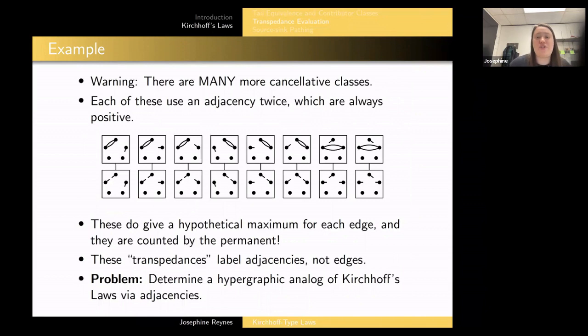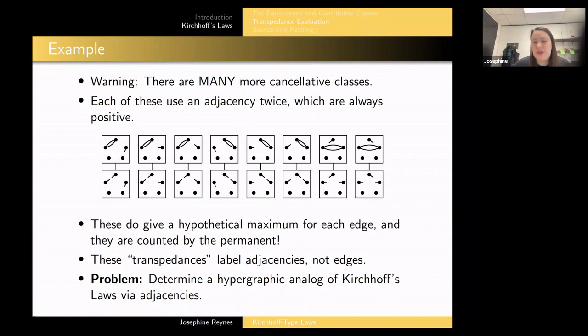So one thing to note, though, is there are actually many more cancellative classes. So here's a set of a bunch of Boolean classes that cancel for the previous example. The reason these are all going to cancel is they use an adjacency twice in the contributor figure, and that is always going to be a positive circle. And remember, we said if there's a positive circle, the whole class is going to cancel. But these are nice because they do give a hypothetical maximum for each edge, and they're counted by the permanent. So if you want to know the total number, you just use the permanent instead of the determinant when you're doing your calculations.